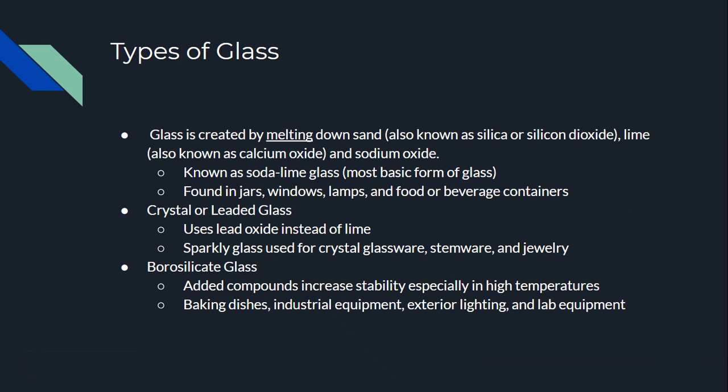Another type of glass that you may come across is borosilicate glass. They add compounds to increase the stability of the glass, especially under high temperatures, and this would be typical for baking dishes, industrial equipment, lighting, and lab equipment like what you would run across in a chemistry lab or even in a forensics laboratory. You would see borosilicate glass.